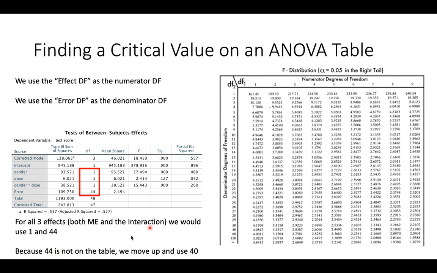So instead of 44, we'll be using the row of 40 and the column of 1 to give us a critical value for all three of our effects, both main effects and the interaction, of 4.0847. Again, all three critical values are the same because all three effects had the same number of degrees of freedom. If the effects differed in their number of degrees of freedom, then they would differ in their critical value.